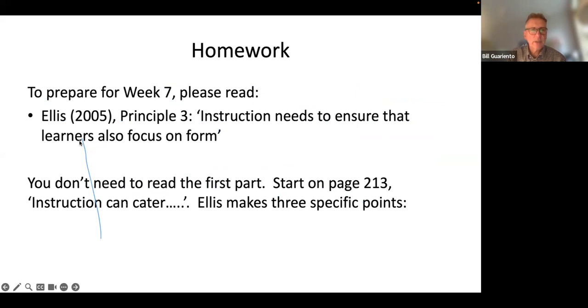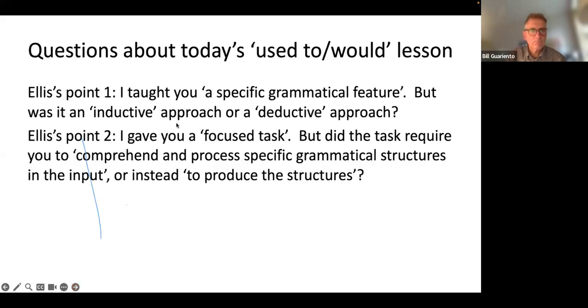Instruction needs to ensure that learners also focus on form. Now, you don't need to read the first part. I want you to start on page 213, where it says instruction can cater. And Ellis makes 3 specific points.